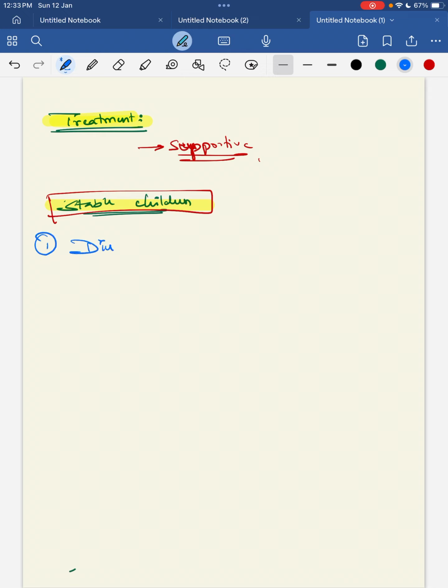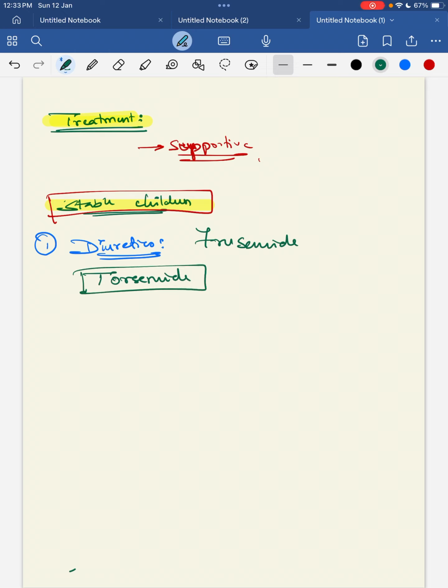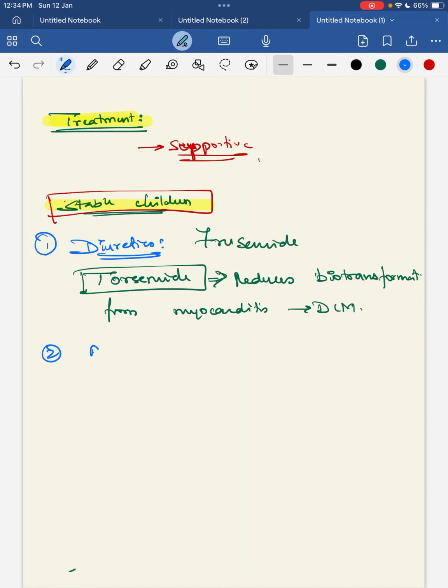Okay, next is your ACE inhibitors. Among your ACE inhibitors, the preferred one is captopril. Why is captopril more preferred? Because of its short half-life, and it also has an additional antioxidant property. So we prefer captopril, right? So what are the hemodynamic effects of your ACE inhibitor? Everybody knows, it reduces afterload. Second, it improves left ventricular ejection fraction. Third, it also helps in preventing cardiac remodeling.